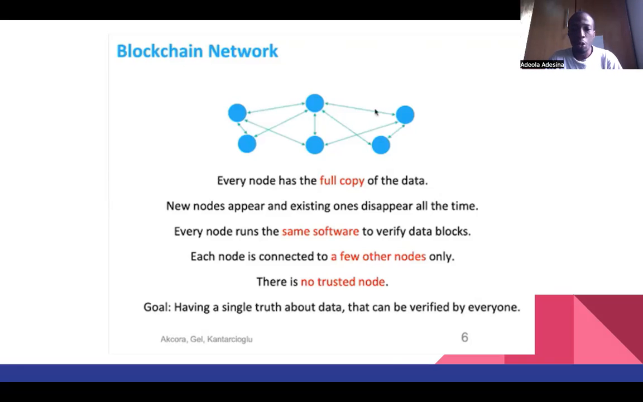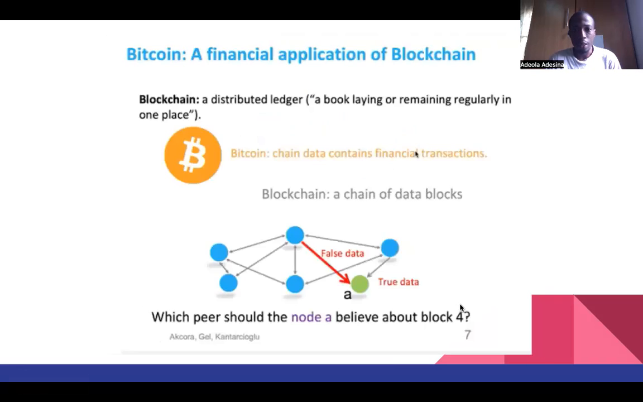Now, another statement is that there is no trusted node, right? So in this network, we don't trust each other. That's why the miners in this network do a lot of verification and verification and verification, because we do not want to trust anybody, right? So there's no trusted node. And the goal of having these nodes interconnected is to have a single truth about the data that can be verified by everyone. So this is the goal of the blockchain: to have a single truth about data that is being generated, or a single truth about the Bitcoin or the Ethereum that is being sent or received, that can be verified by everyone. Right. I hope that makes sense.